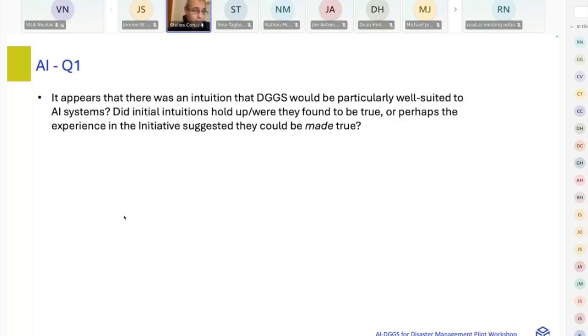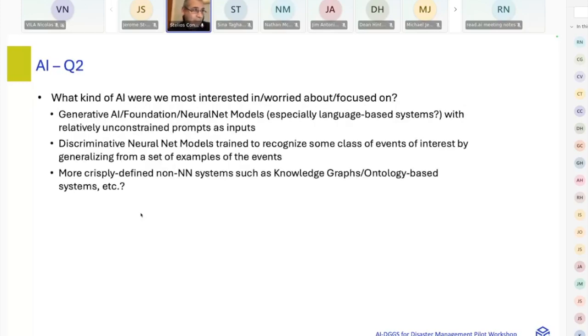All right, I'll go to the next question. What kind of AI were we most interested in, worried about, or focused on? Generative AI, foundation, neural net models, especially language-based systems with relatively unconstrained prompts as inputs, or discriminative neural net models trained to recognize some class of events of interest by generalizing from a set of examples of the events, or more crisply defined non-neural-net systems, such as knowledge graphs, ontology-based systems, etc.